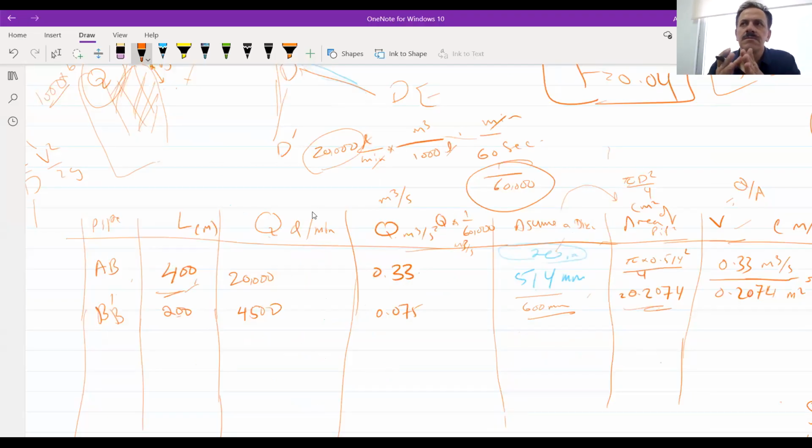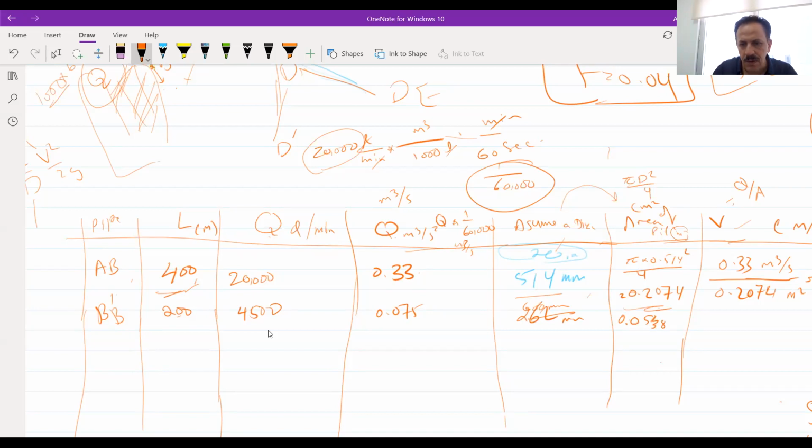By the way, you can build an Excel sheet file for this kind of design or analysis. So 262 millimeters was the diameter. Now what will be the area of the 262? It's pi d squared over 4. So pi, 3.14 times 0.262 squared divided by 4. It will be 0.0538 meter squared, right?